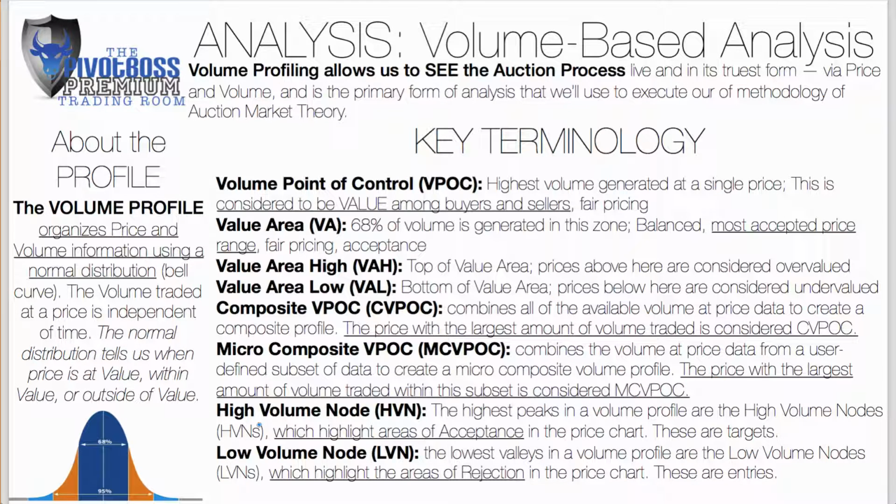So the HVN is the high volume node. The highest peaks in a volume profile are the high volume nodes, HVNs, and these highlight areas of acceptance in the chart. These should be considered your targets for the most part. So basically, this is a high volume node, this is acceptance, this is retail trading. So anytime price comes to a value area, you're likely going to see lots of volume trade in that zone, and you're going to see price stick in that area and trade. That's why you see a lot of volume generated in that zone.